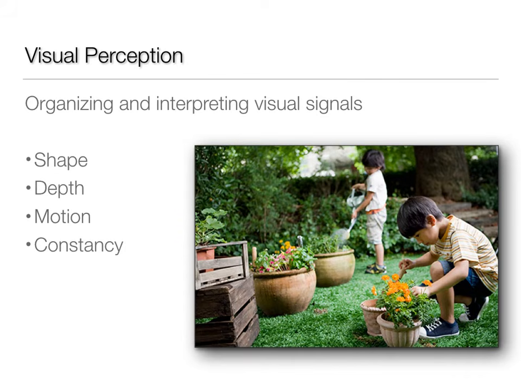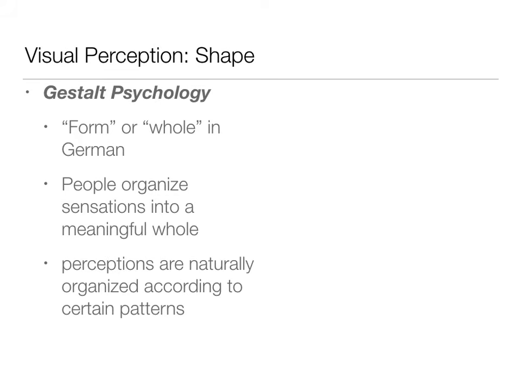So we'll talk about how your brain perceives shape. We'll talk about depth perception. We'll talk about motion. And we'll talk about perceptual constancies. So the first one we're going to talk about is shape. And the way that we're mostly going to focus on shape, there's lots and lots of other ways that the brain organizes shape, but one of the ways it does is by grouping things.